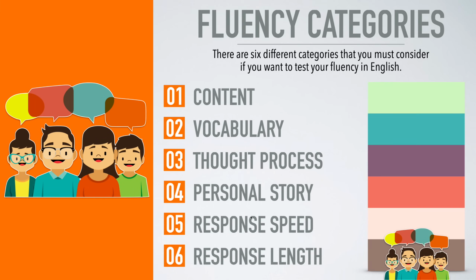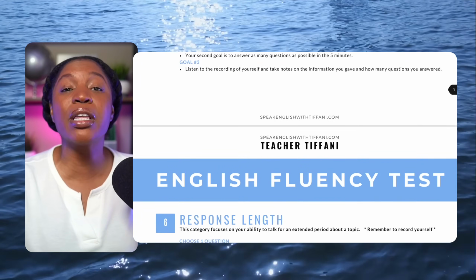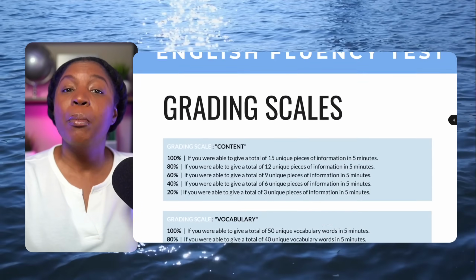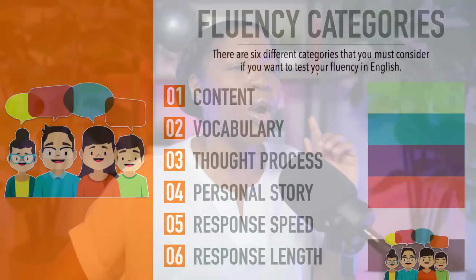Here we go. Remember, I explained there are 6 categories. There are 6 different categories that you must consider if you want to test your fluency in English. I want you to have your pen and paper out right now. Again, I am going to give you this PDF totally for free that breaks down everything I am going to explain. But as I'm explaining everything, I still want you to please have your pen and paper ready.